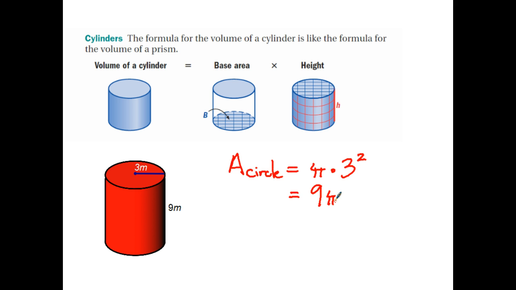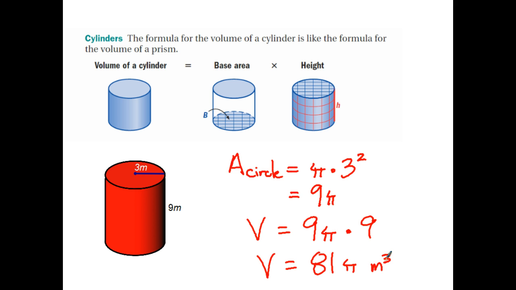Now, I'm not going to do anything with this yet. I'm not going to multiply by pi, because then I'm going to have to round, and I don't want to round until the very end. Well, the area of the circle is 9 pi. How many of those circles am I going to stack on top? I'm going to stack 9 meters of them. So the volume is going to be 9 pi times how many times I stack it up, which is 9. So my volume is equal to 81 pi. And this should be cubic meters. Now, this is the actual, most accurate answer. This is a clean answer.